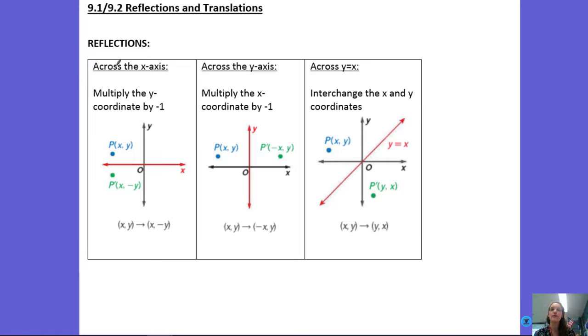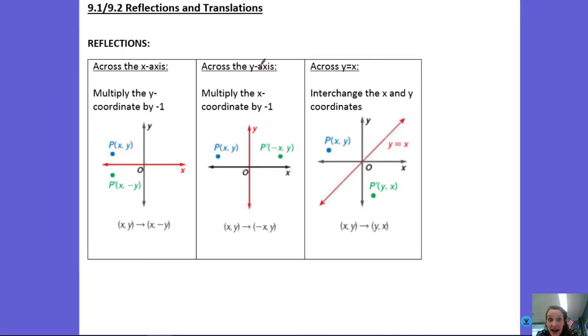So to reflect a point across the x-axis, you're going to multiply its y coordinate by -1. So your original point, x comma y, is going to become x comma -y. If this y value is positive, it's going to become negative. If it's negative, it will become positive.